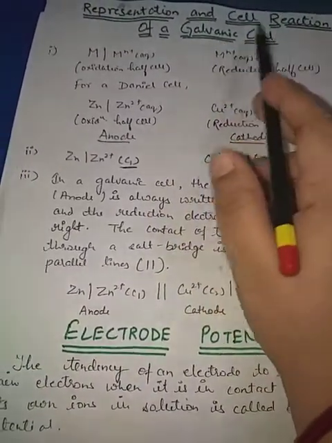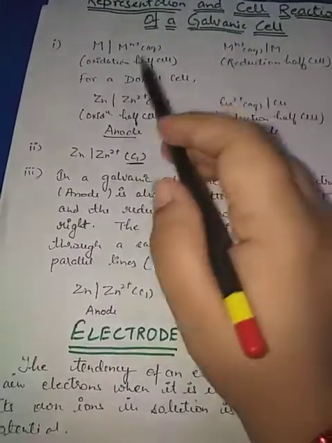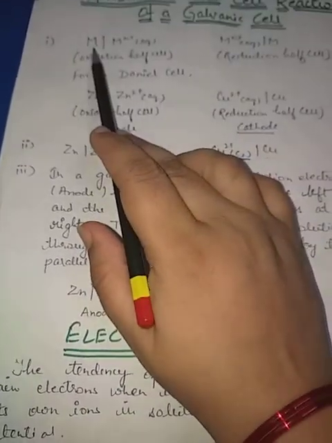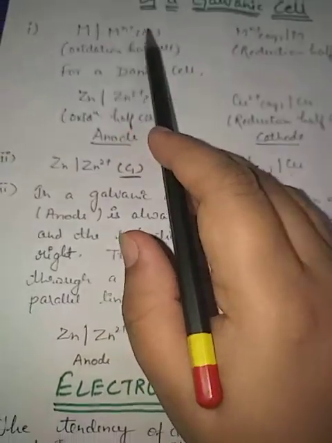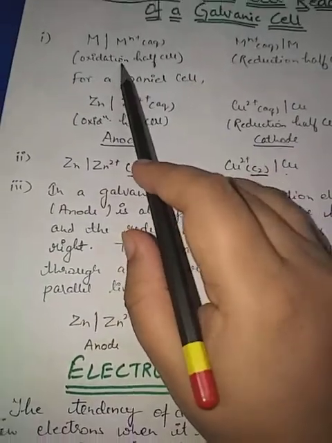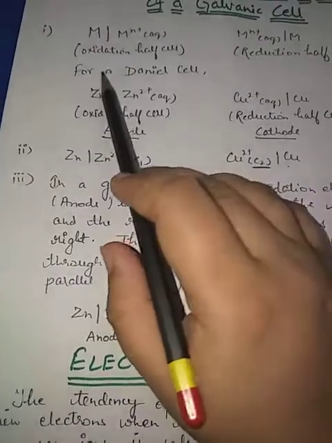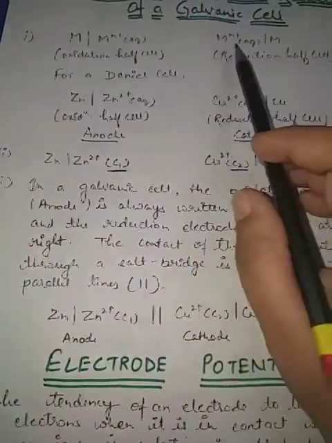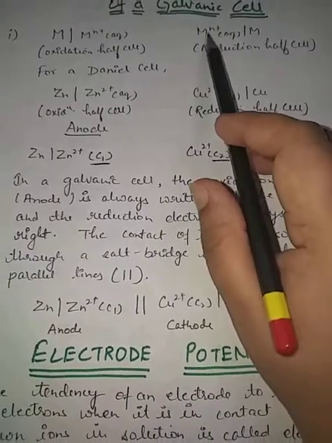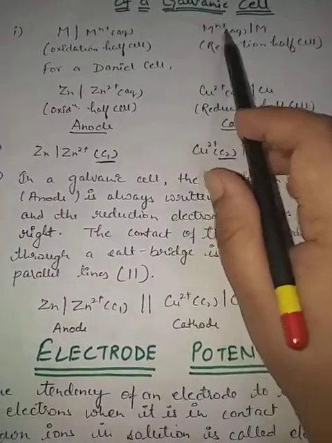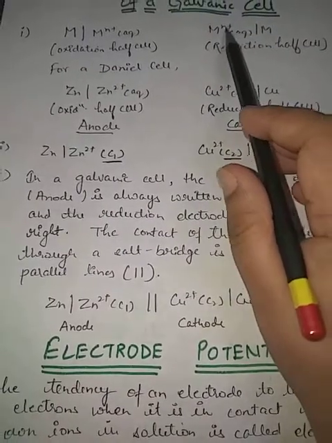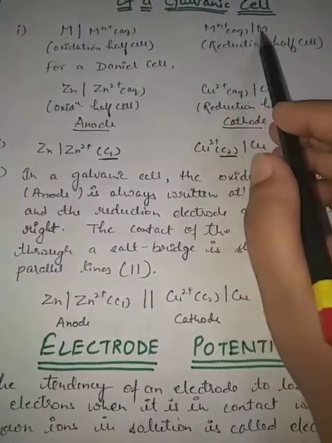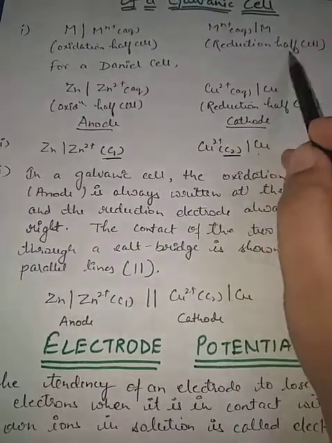How will we represent the cell? See, we know that metal M changes into a metal ion in aqueous solution, meaning the oxidation half cell. For a Daniel cell, we'll study this also. And when a metal ion in aqueous solution changes into metal by gaining n electrons, this is the reduction half cell.